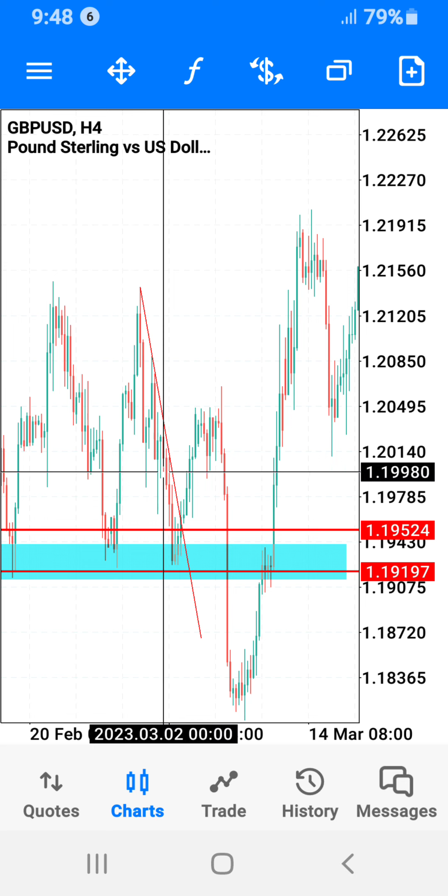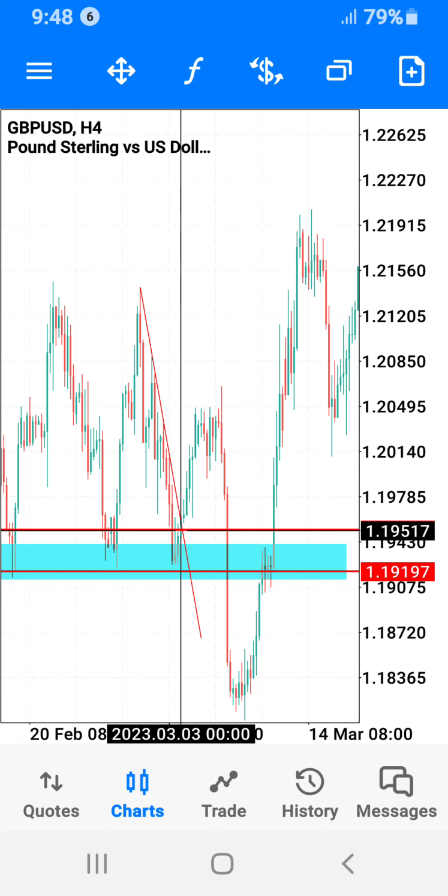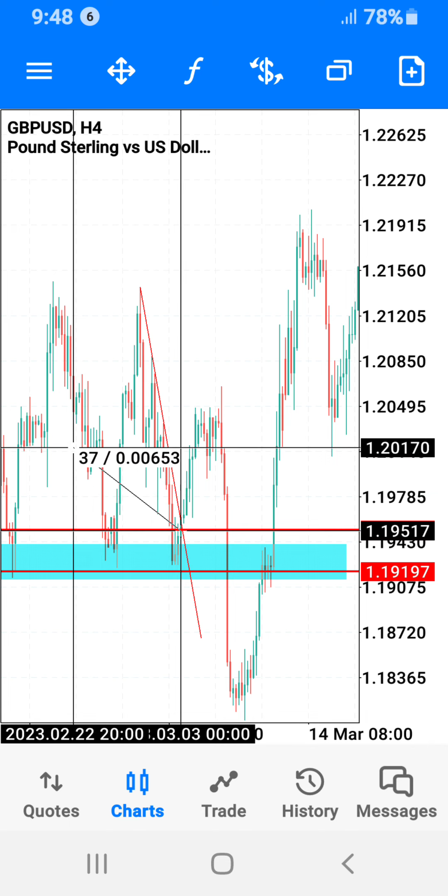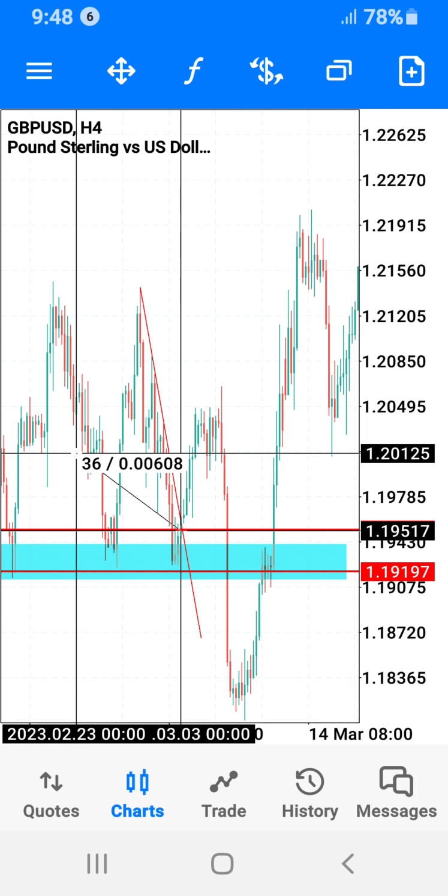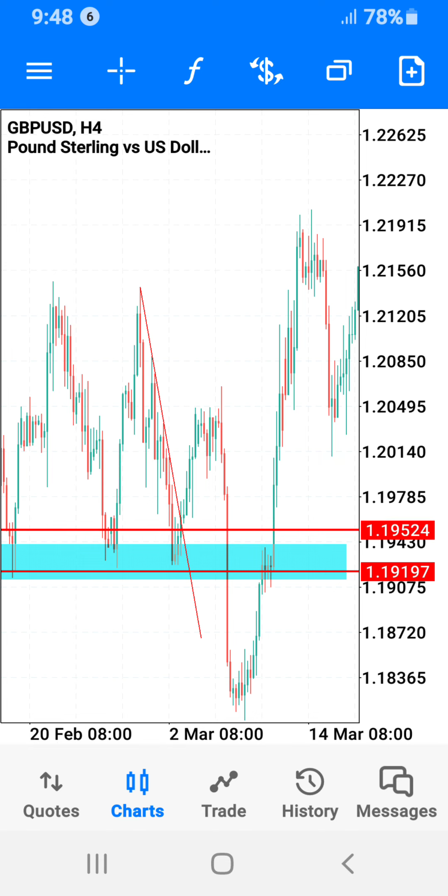So we measure from our entry to 60 pips. Let's see if we get 60 pips. Yeah, we got 60 pips. So our take profit would be at 60 pips, right here. So we would have gotten this trade. Then let's see, that's this other one.